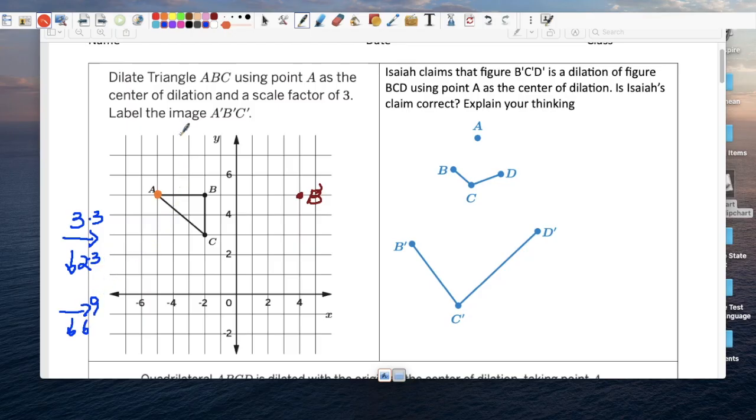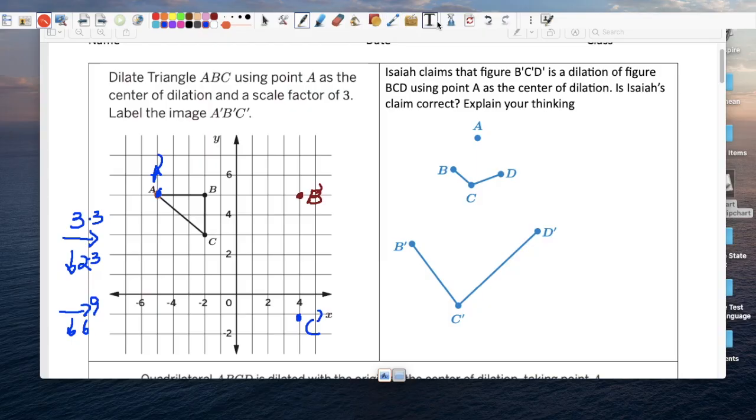So let's do that. So with C, we're going to go 9 units to the right. So 1, 2, 3, 4, 5, 6, 7, 8, 9, and then 1, 2, 3, 4, 5, 6. And there would be C prime. Now, A prime would be on top of A because what's the distance that A is from A? It's 0, right? It's on top of it. So if you multiply that by 3, you still get 0. So A prime would be right on top.